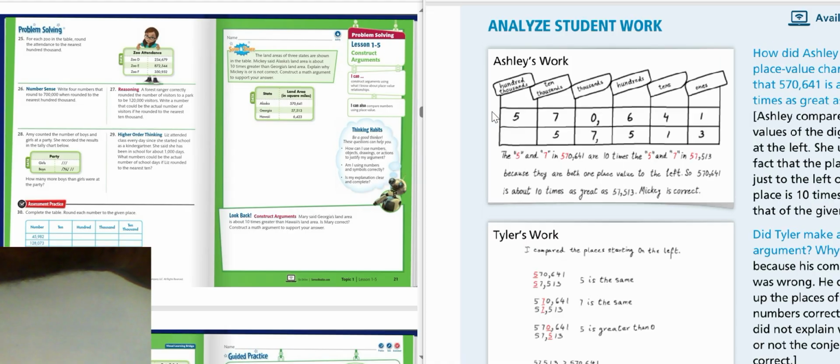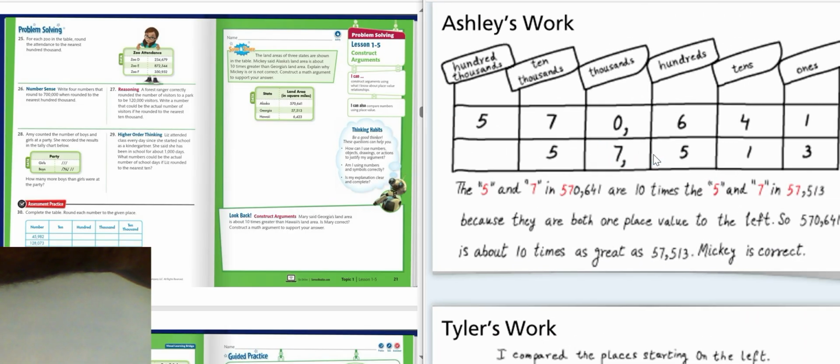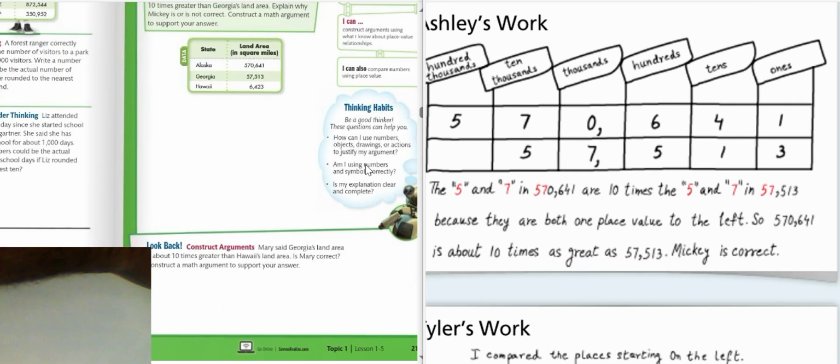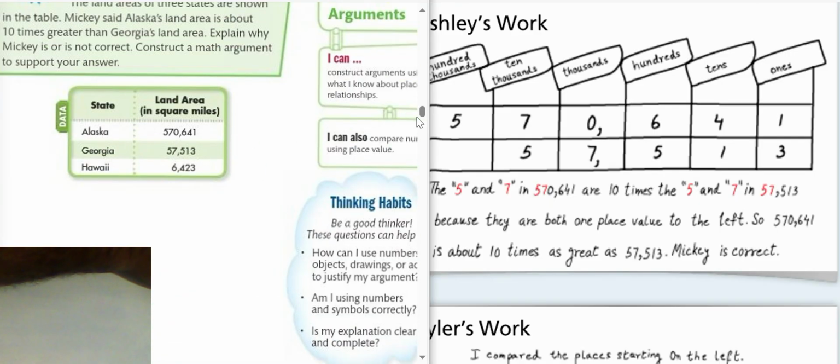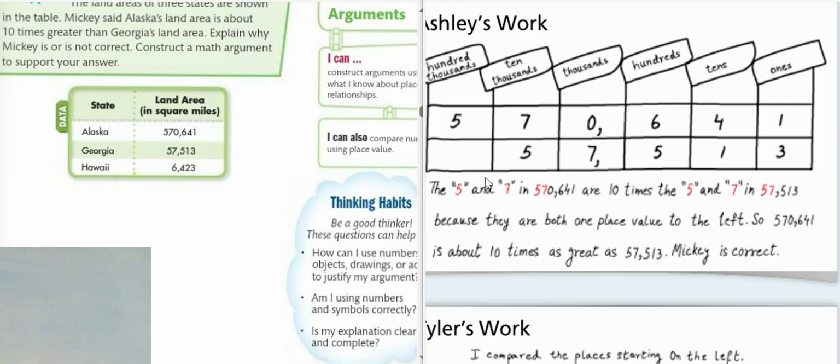We can put the number in the table like this. First number, second number. We have the first number in the table like this. Look at here, 57,513 and 570,641. We have 3 digits. 5 and 7. Here we call it. He asked about this number, 5 and 7 and 570,641 are 10 times 5 and 7.